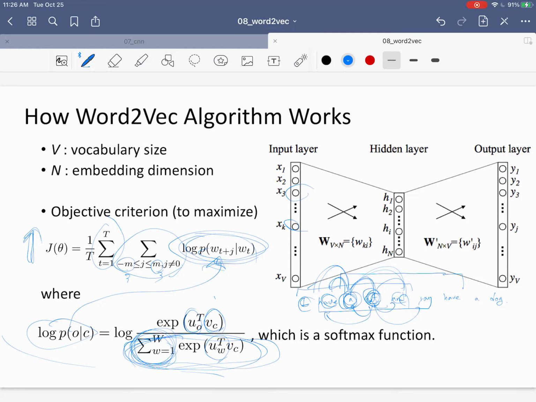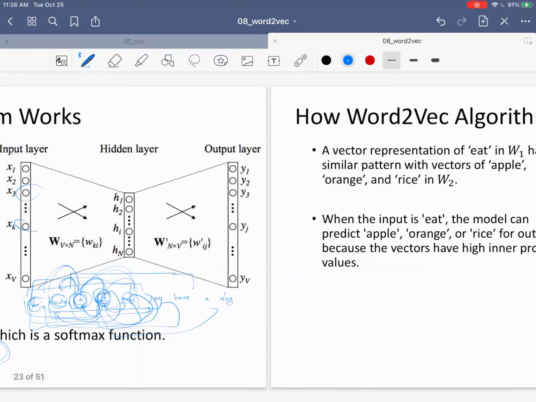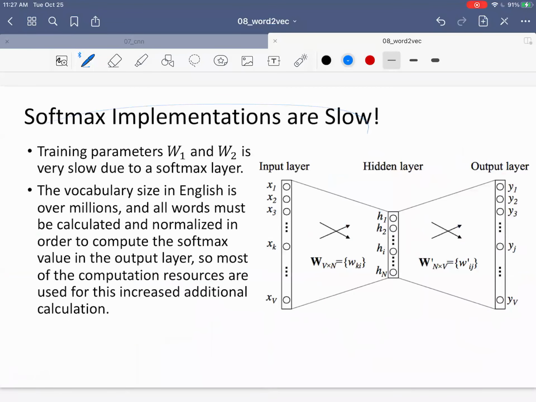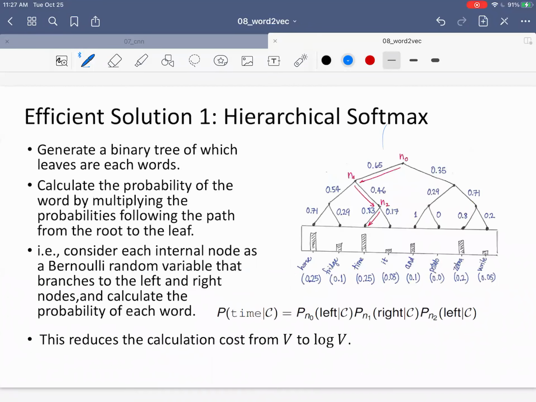So that takes a long time. Every single shift from this window to the next window to the next window, you always have to calculate this entire sum over your English dictionary, which takes a long time. So people didn't like that, softmax being slow. So they actually came up with something called hierarchical softmax, which I'm not going to go into. If you're interested, you can look it up.